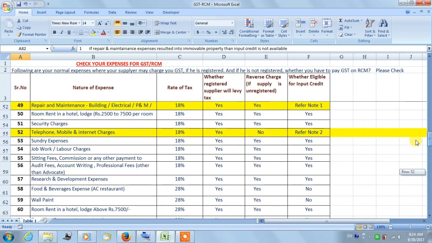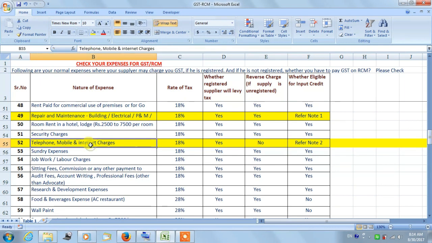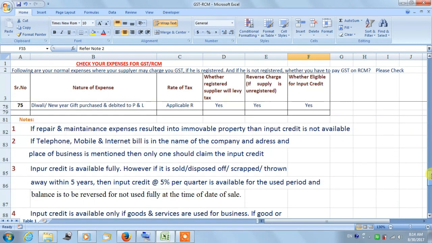Now move on to telephone, mobile and internet charges. The 18% service tax is applicable from a registered service provider. If the service provider is not registered, then reverse charge is not applicable. And about input tax credit, if the telephone, mobile and internet bill is in the name of the company and the address and place of business is mentioned, then only you should claim the input credit.